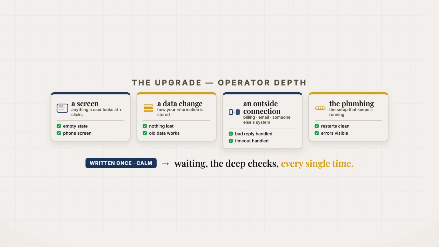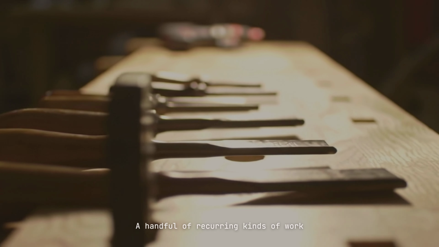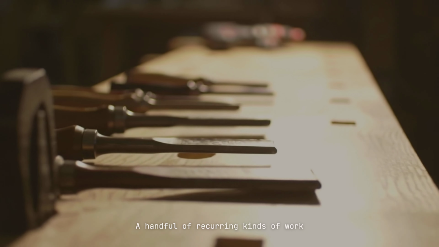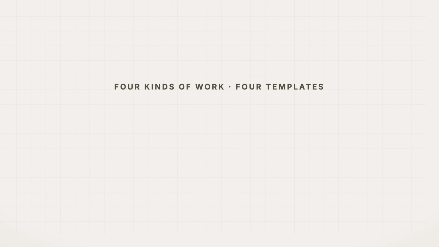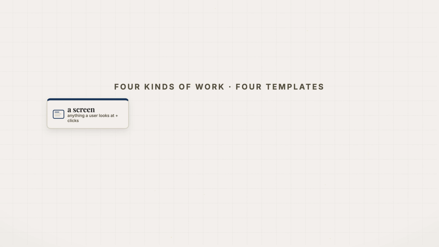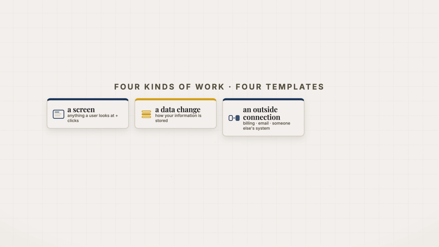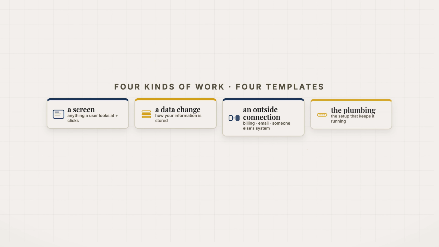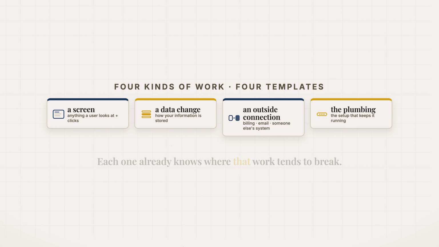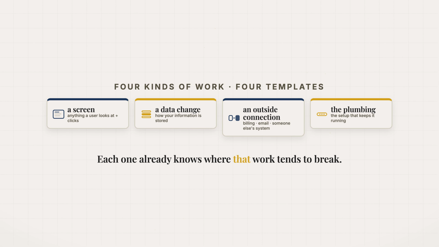Most builds come down to a handful of recurring kinds of work, and a template for each one carries you a long way. A screen, anything a user looks at and clicks. A data change, anything that touches how your information is stored or shaped. A connection to an outside service, billing, email, whatever lives on the other end of someone else's system. And the plumbing, the setup that keeps the whole thing running. 4 kinds of work, 4 templates.